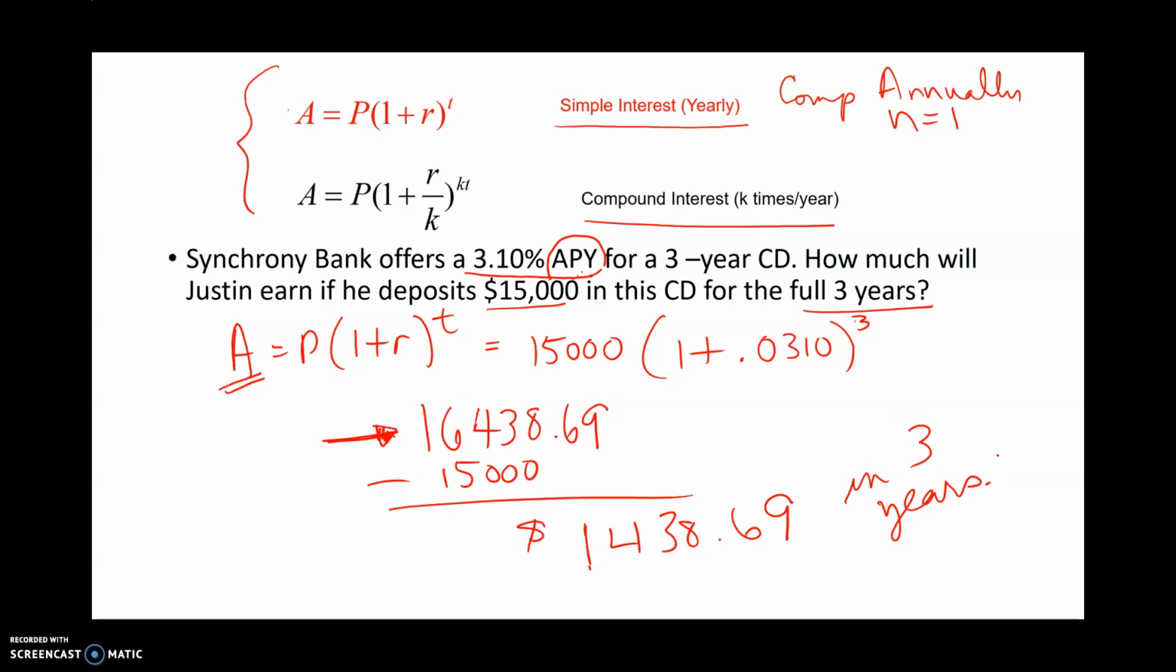All right. So like we said, in this case, they're giving us an APY, aren't they? They're not talking about compounding at all. So that means compound annually, n equals 1. So this is how much interest they'll make. All right, moving on.